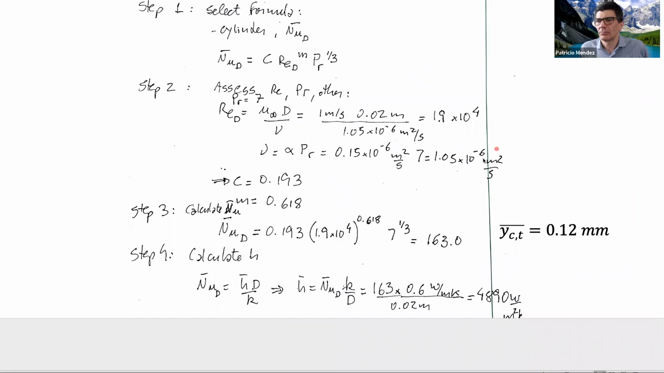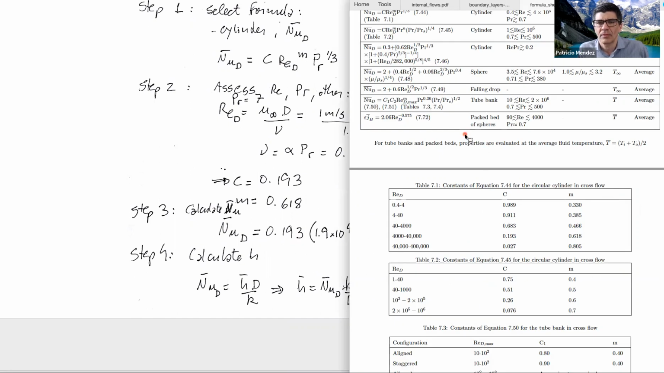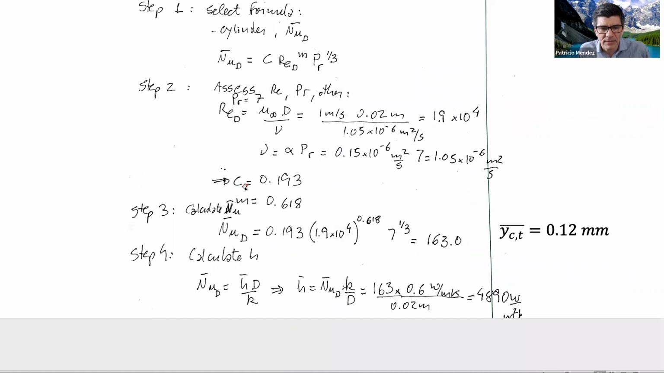Then I calculate Nusselt using the formula straight, right? I plug in the C, that is 0.193. Let's see the formula again. The formula here is C times Reynolds to the M times Prandtl to the N. So C is 0.193 times Reynolds to the M, times Prandtl, this number 7, to the 1/3, as we typically expect in our problems. And we get this Nusselt, 163.